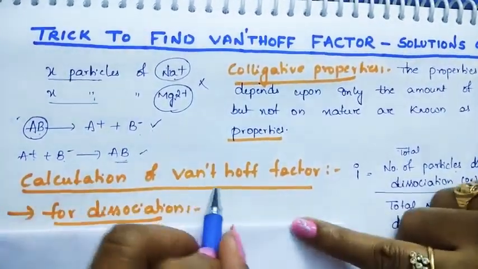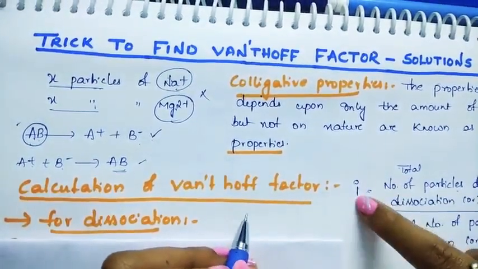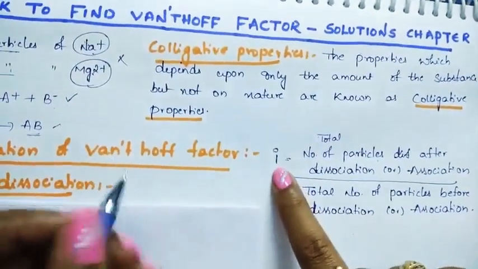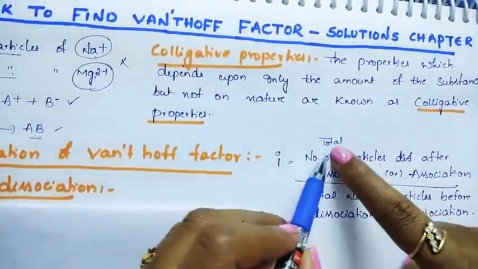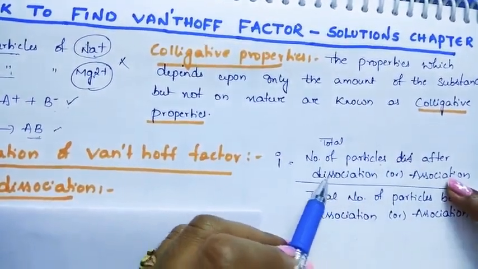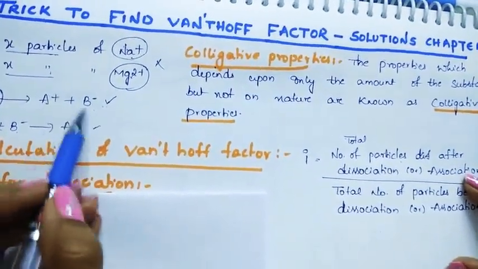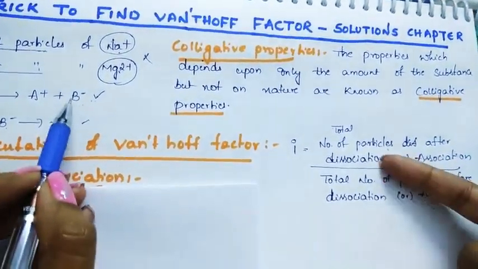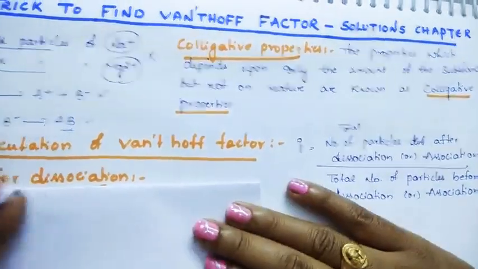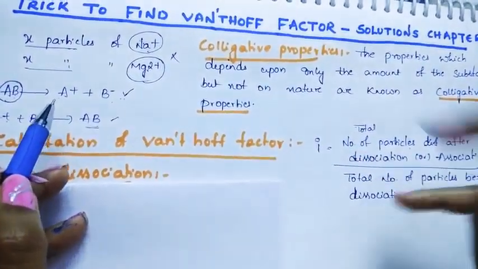And at that time Van't Hoff introduced a factor called i, which is useful to calculate the colligative properties. Van't Hoff factor i is equal to the total number of particles after dissociation or association, divided by the total number of particles before. Suppose AB is dissociated into 2. So what is the number of particles after dissociation? 2. Divided by the total number of particles before dissociation, which is how many? 1. So Van't Hoff factor i is equal to 2 by 1, that is 2.